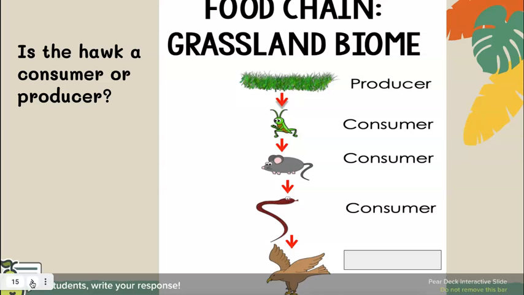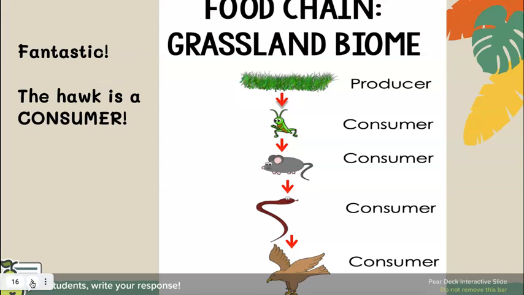Okay, next question on here. Do you think the hawk is a consumer or a producer? So we know that the grass at the very top of the chain is a producer. So that means it's giving its energy to the grasshopper, which is also giving its energy to the mice, which is in turn giving its energy to the snakes and the hawks. So that means that the hawk is a consumer.